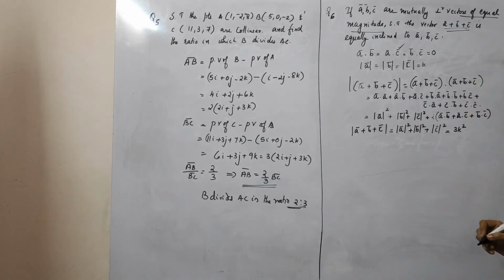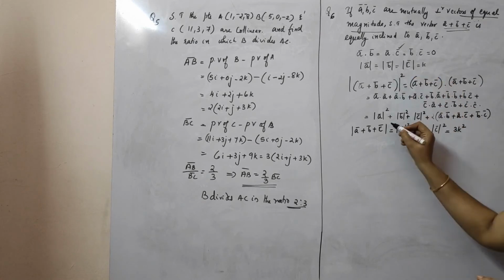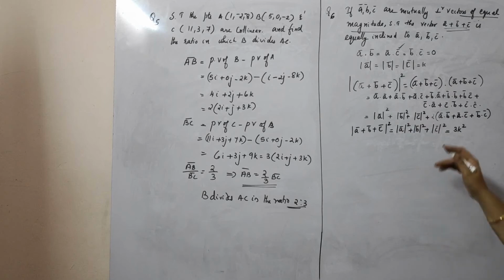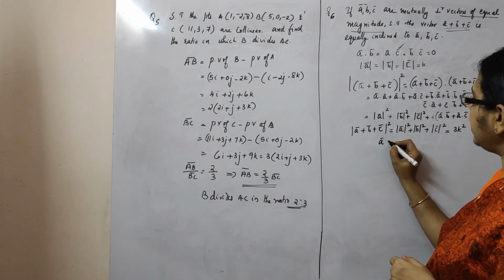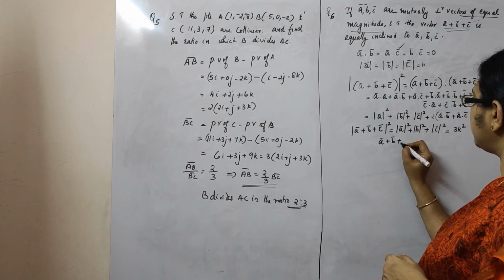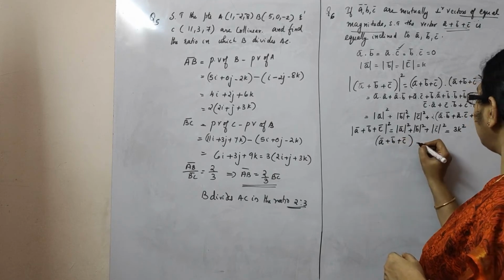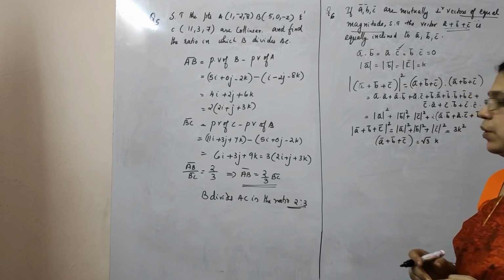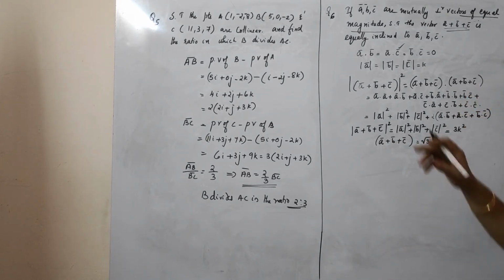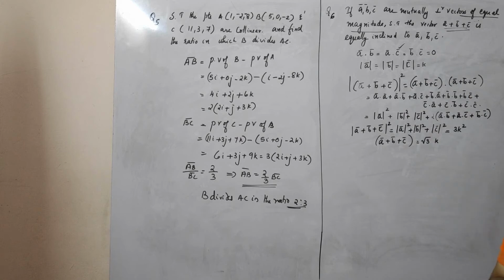Isn't it? So I get the magnitude of vector A plus vector B plus vector C, squared, is equal to 3k squared. So vector A plus vector B plus vector C is equal to what? Root 3 k, with k outside the root. Root 3 k. Now I move on to find the angle.